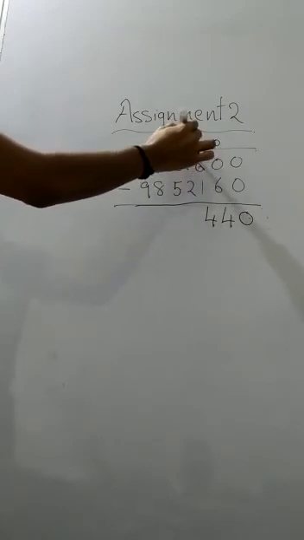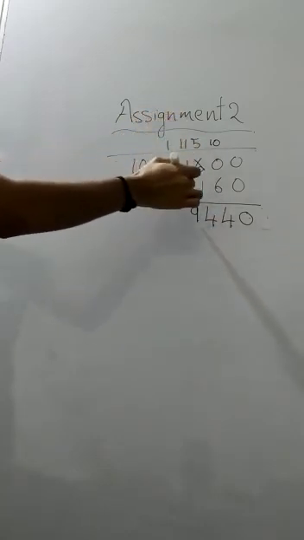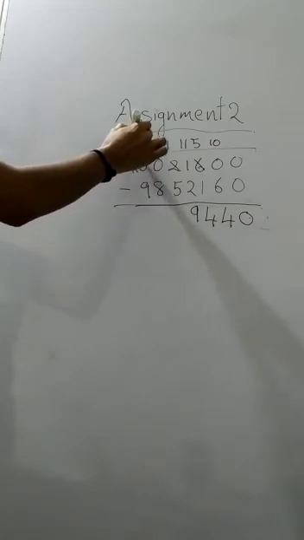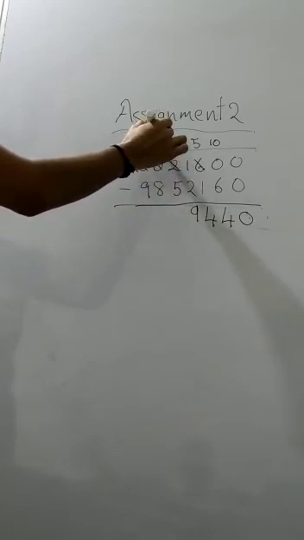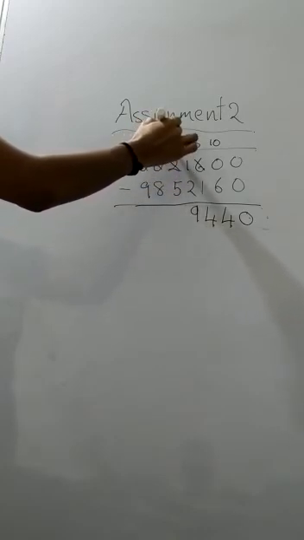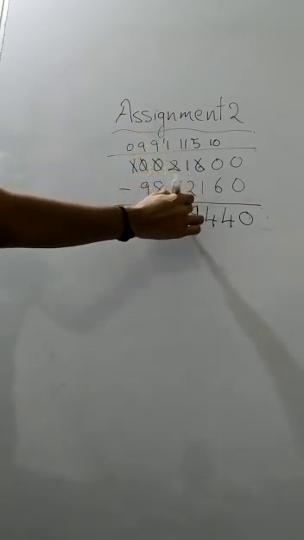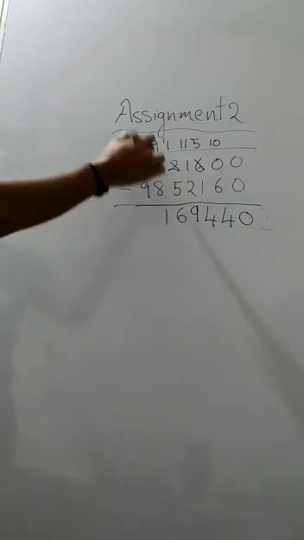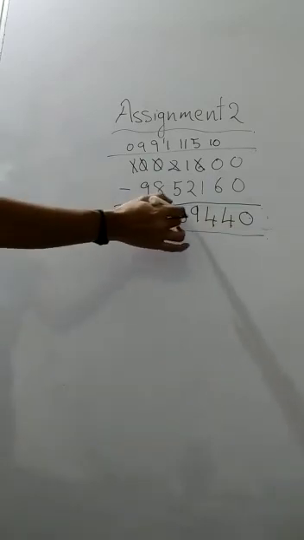11 minus 2 will give you 9. Then 1 minus 5 you can't do, so you have to start borrowing from here. This will become 0. This will be 9 and this will be 9 and again this will be 11. 11 minus 5, if you do, you will get 6. And 9 minus 8 will be 1. 9 minus 9 will be 0. So the answer will be 169440.